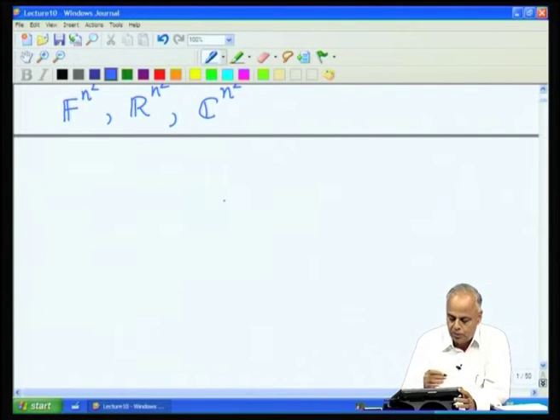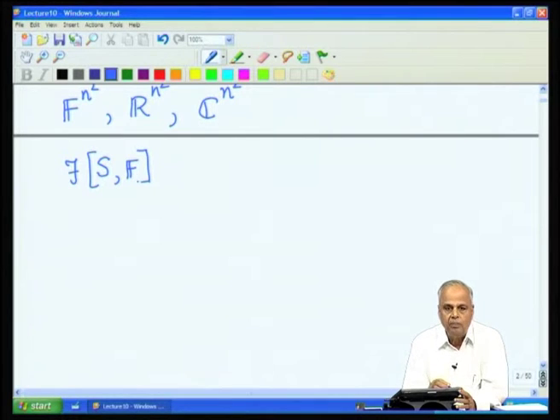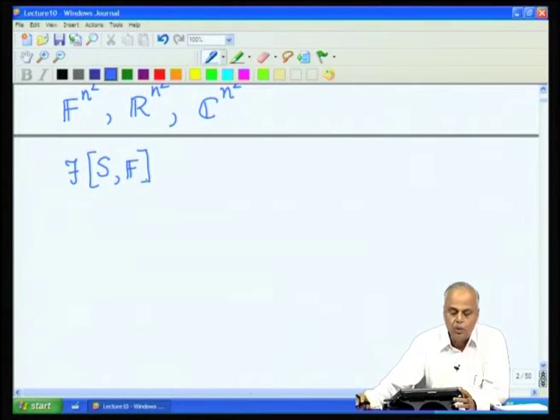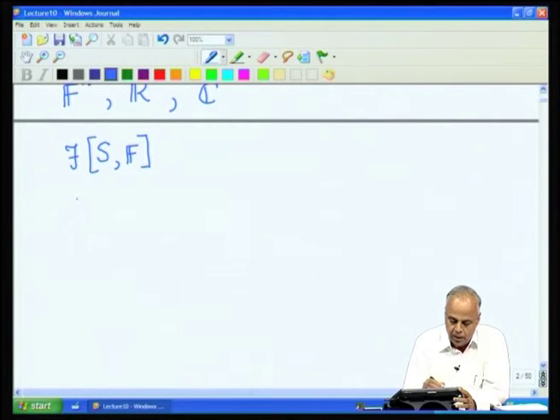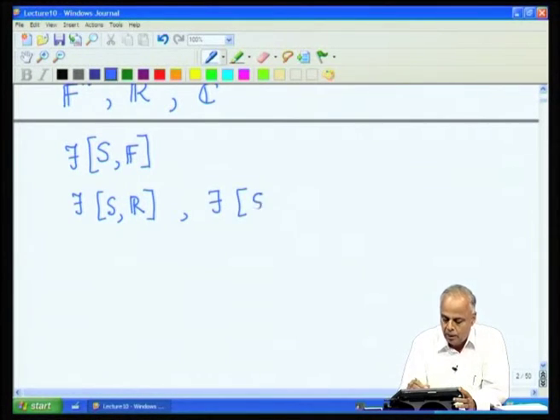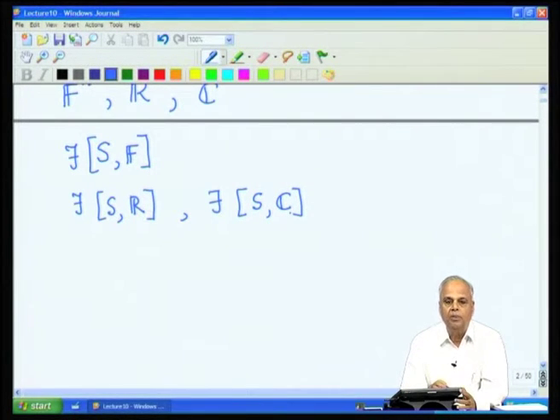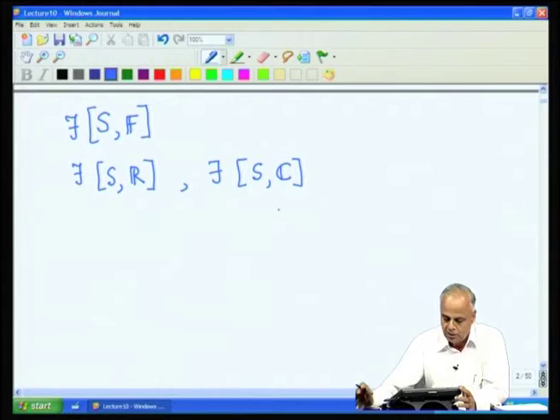The next collection of examples we saw were functions. So, we looked at a set S and a field F, and we looked at all functions from S to F, and we have the standard pointwise addition and pointwise scalar multiplication as the operations, and this was a vector space over F. In particular, if we take F equal to R, we get the collection of all real valued functions on S, which forms a vector space over R, and if we take F equal to C, we get the collection of all complex valued functions over S, and this forms a vector space over the field C.